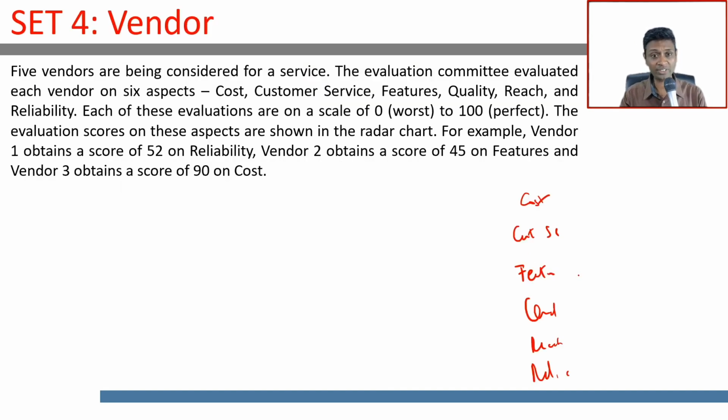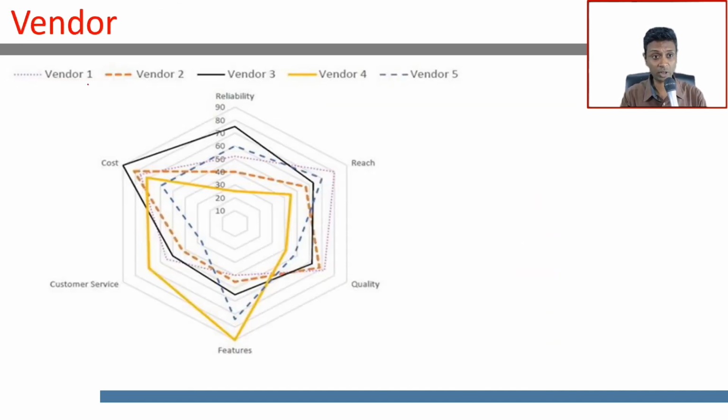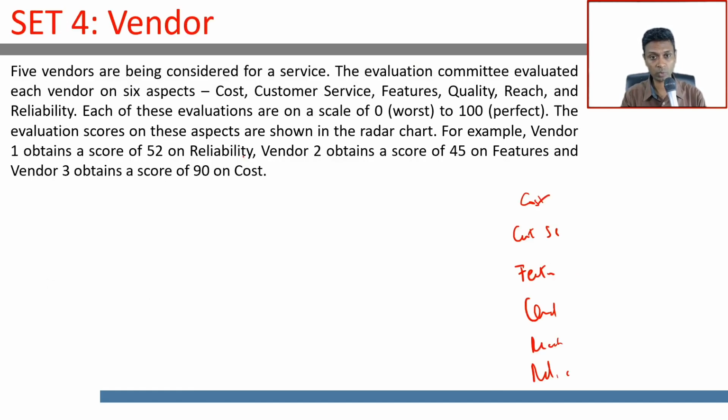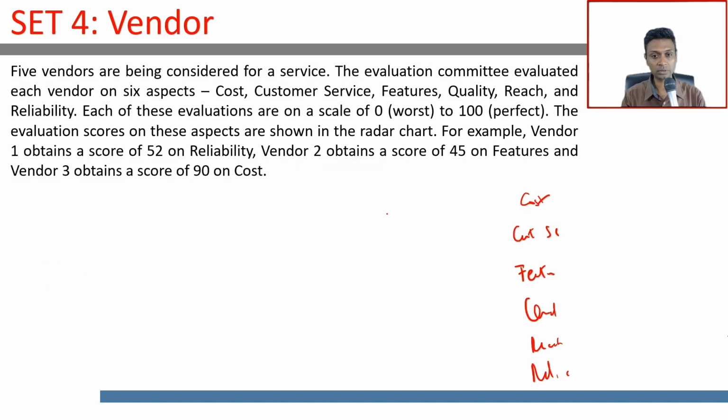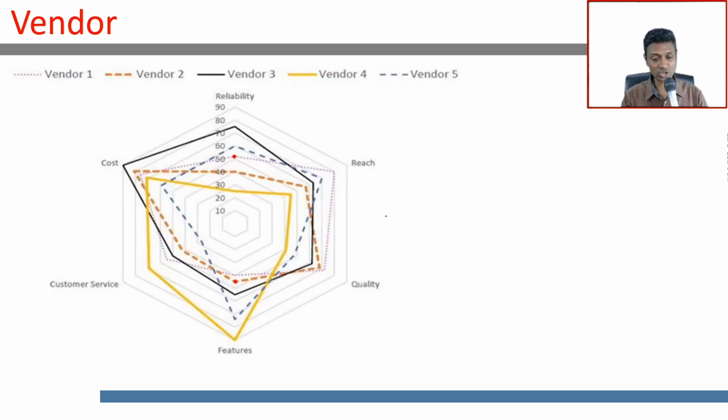Okay. For example, vendor 1 obtains 52 on reliability. Vendor 1, pink, 52 on reliability. So this number is 52. Wonderful. Vendor 2 obtained 45 on features. Features, vendor 2, 45. Wonderful. Vendor 3 obtained 90 on cost. Vendor 3 is black, 90 on cost.